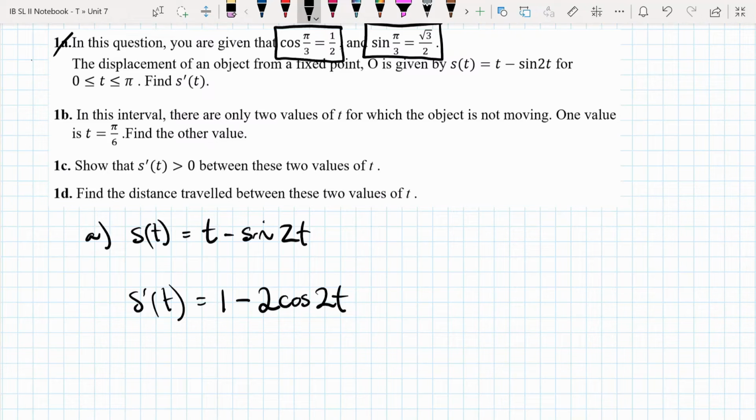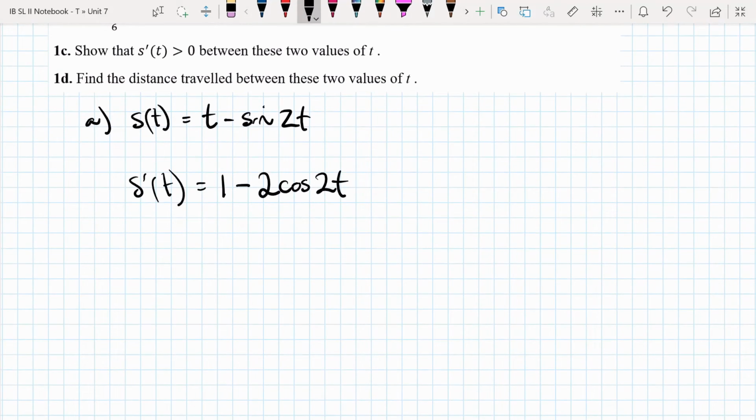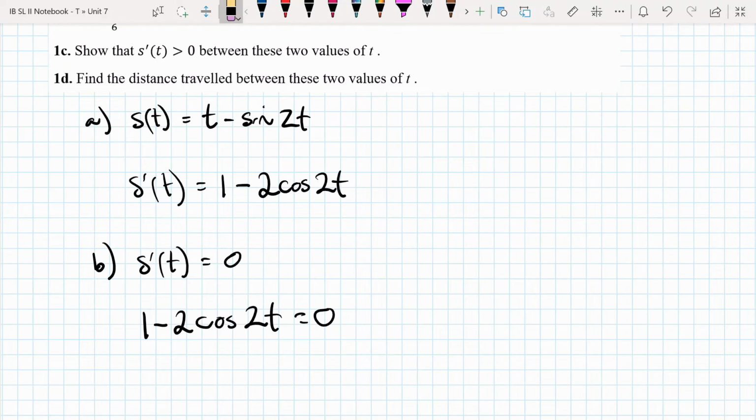Okay. There are two values of t for which the object is not moving. One value is pi over 6. Let's find the other value. So when the object is not moving, that means that the velocity of the function is going to be 0. Okay? So the velocity is 0. So what that means is the first derivative of the displacement is going to be 0. So let's set this answer from part A equal to 0. And if we solve for t, that's going to give us the time at which the particle is not moving.